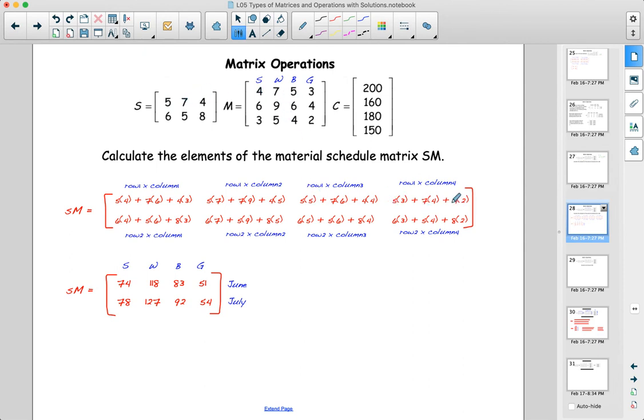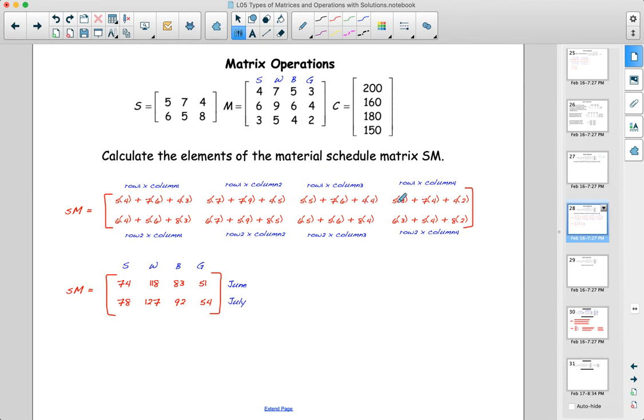This one is in row 1, column 4, so it will be 5 times 3 plus 7 times 4 plus 4 times 2. And down here, this is position 2, 1, so row 2, column 1. So row 2 times column 1, 6 times 4 plus 5 times 6 plus 8 times 3. This is position 2, 2, so row 2 times column 2, 6 times 7 plus 5 times 9 plus 8 times 5. This is in position 2, 3, so row 2 by column 3, 6 times 5 plus 5 times 6 plus 8 times 4.